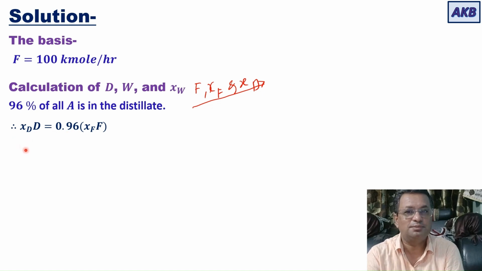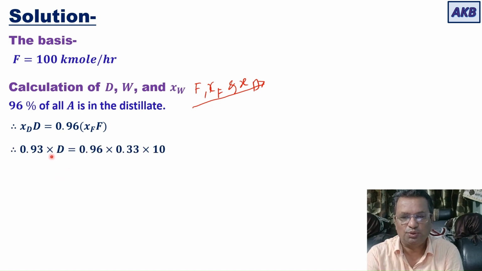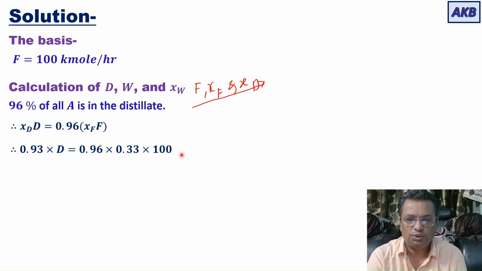So we get a simple mathematical relationship from this information. XD into D is equal to 0.96 into XF into F. So whatever values are known to us, XD is 0.93, so we will use that value. Then D is not known to us, we are going to calculate it. That is equal to 0.96 into 0.33, XF is 0.33, that is given to us, into F, which is 100, the basis that we have. Okay, so now there is only one unknown in this equation, and that is D. So you can solve the equation to get the value of D.